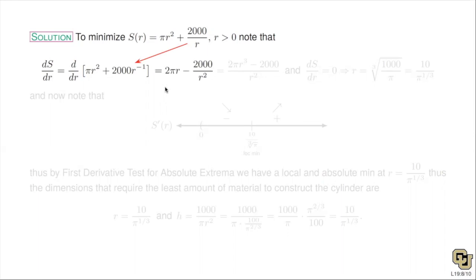The derivative of r to the minus 1, that's a power rule. Bring the minus 1 down. So that's where this minus sign comes from. And then r to the negative 2. So that's where this 1 over r squared comes from after the derivative. And so now I combine everything into a single fraction. So I'm going to multiply this term top and bottom by r squared over r squared. And so combine the fraction, it looks like that.